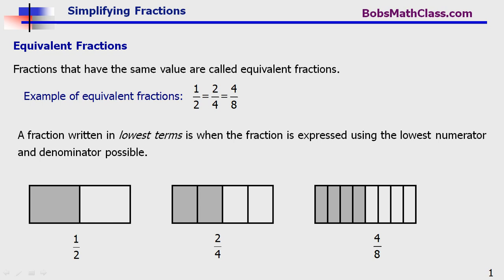Now a fraction is written in lowest terms when the fraction is expressed using the lowest numerator and denominator possible. So 1/2 would be the fraction in lowest terms because it has the lowest numerator and denominator of all three fractions.